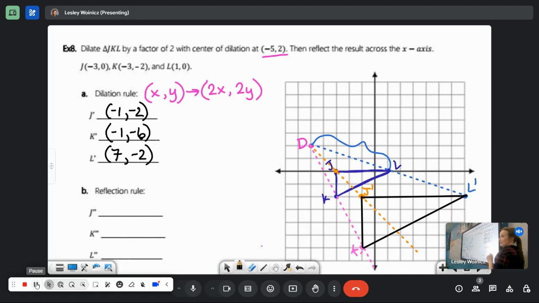Okay, but we're not done yet. The fun's only starting, because we still have to reflect in what line? The x-axis. So the x-axis is this guy. Okay, it is the collection of all the points. Look at this. We got 4, 0. We got 7, 0.